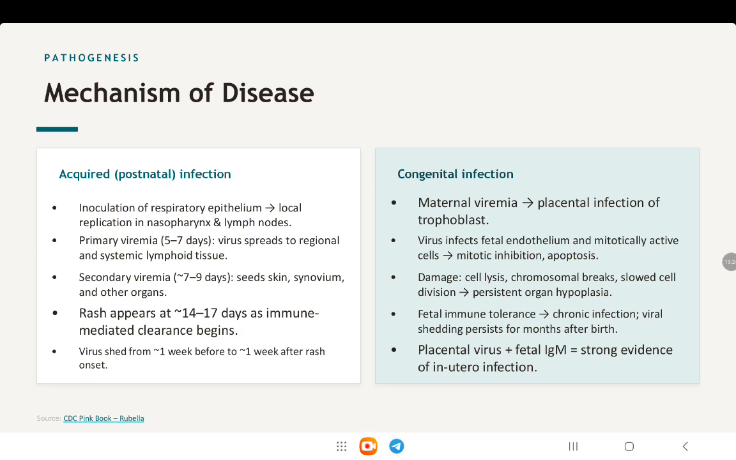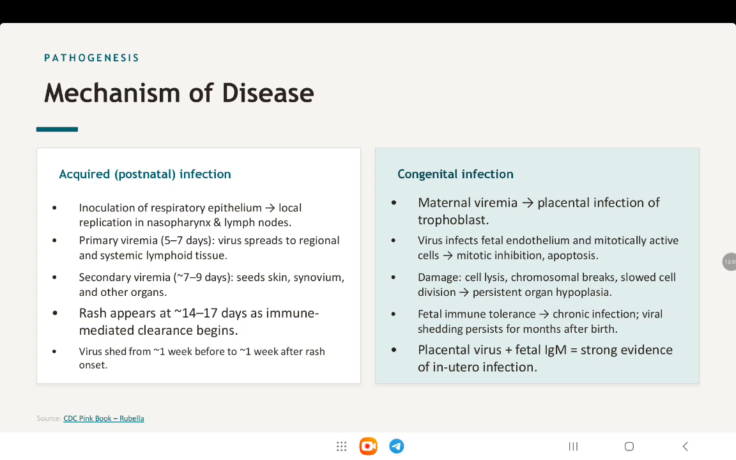During pregnancy, the virus can cross the placenta and infect the fetus. It damages rapidly dividing fetal cells, slowing the growth of the fetus and interfering with normal organ development, because the fetal immune system at this stage is immature. The virus may persist for many months after birth. This is why babies with congenital rubella can continue shedding the virus for a long time.